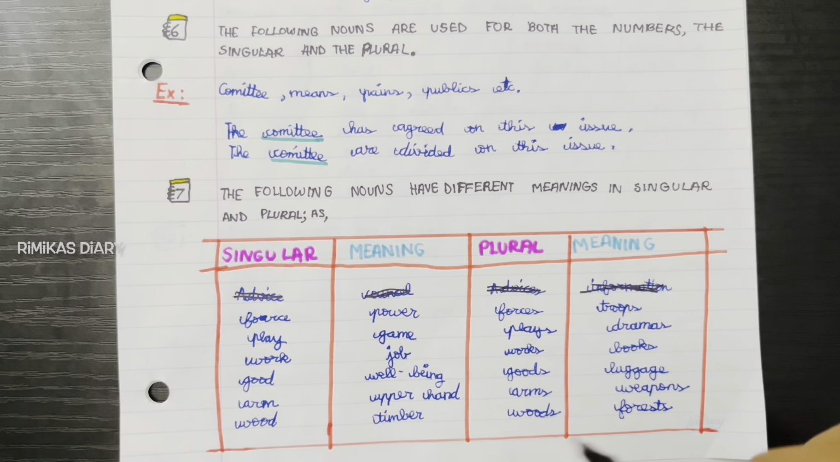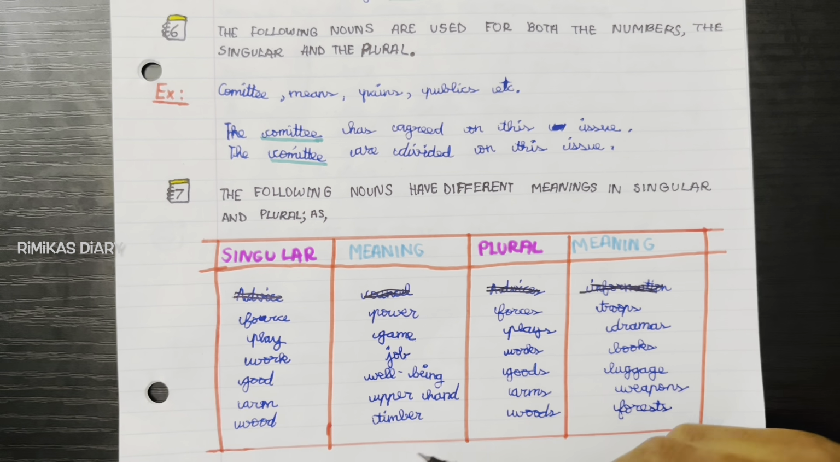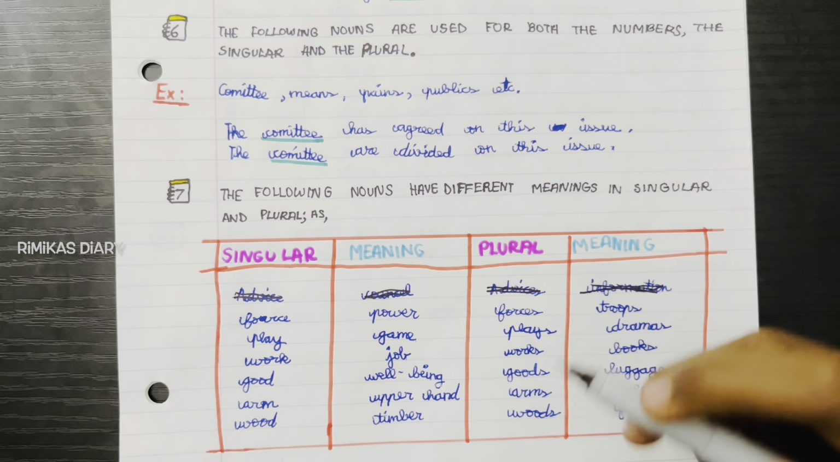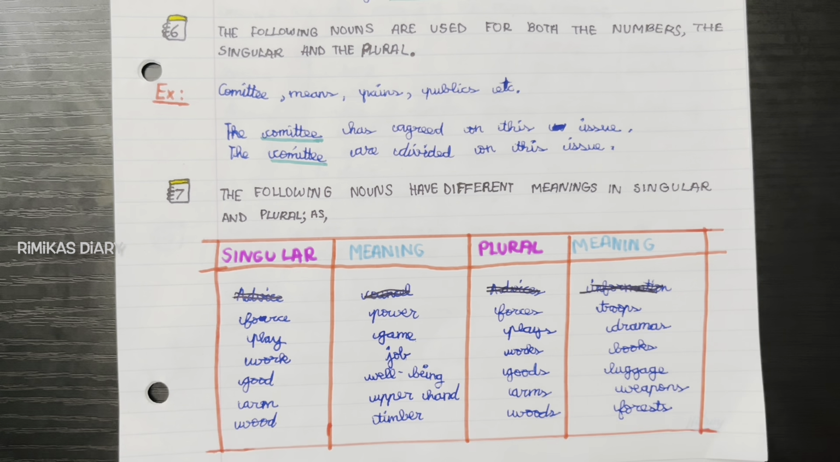Good means well-being, goods means luggage. Arm means upper hand, arms means weapons. Wood means timber, woods means forest.